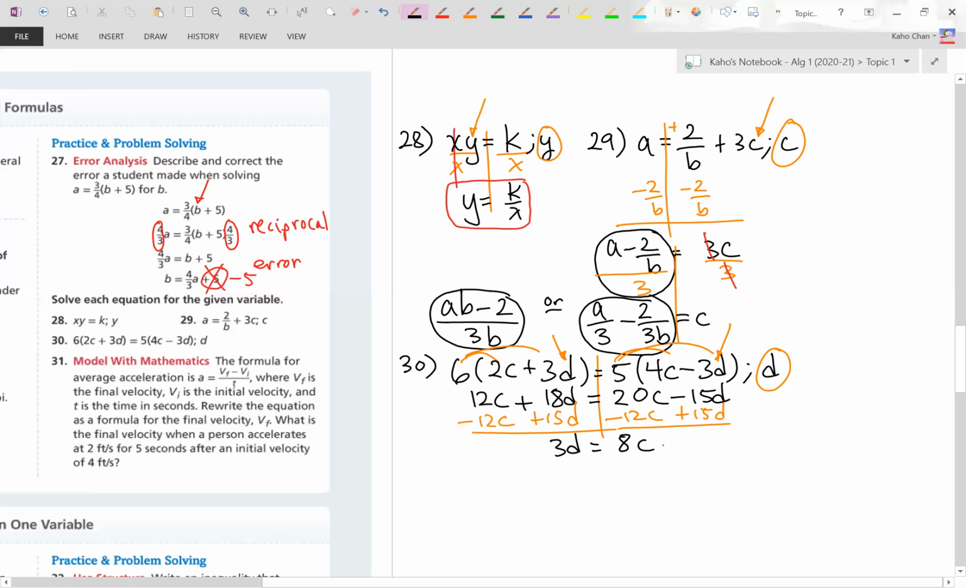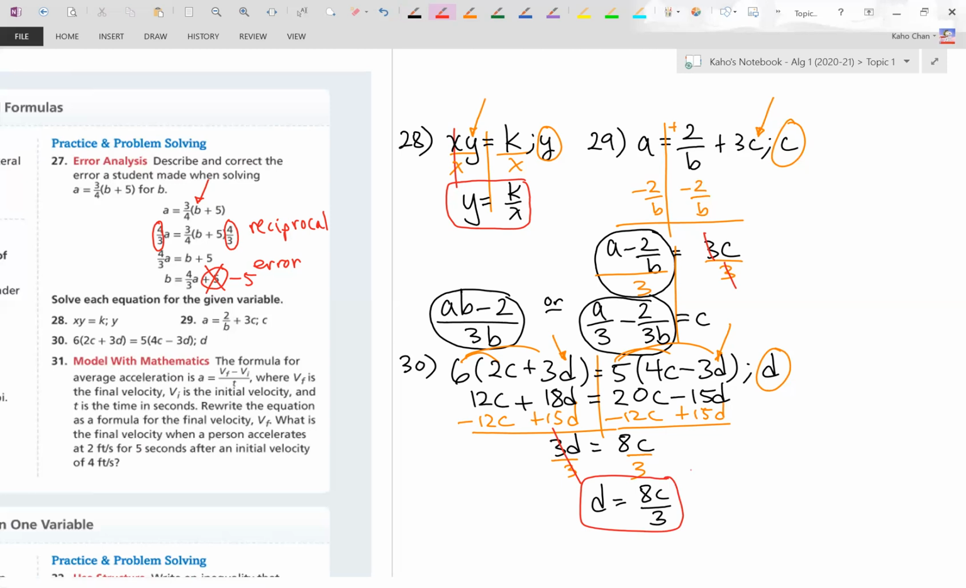All right, last step, divide by 3. Oh, no way. There it is. D equals 8C over 3, and that's your literal equation. All right? Not too bad. And double check everything. 12, 18, 20 minus 15 looks good. Subtract 8. Oh, I knew there was a problem.